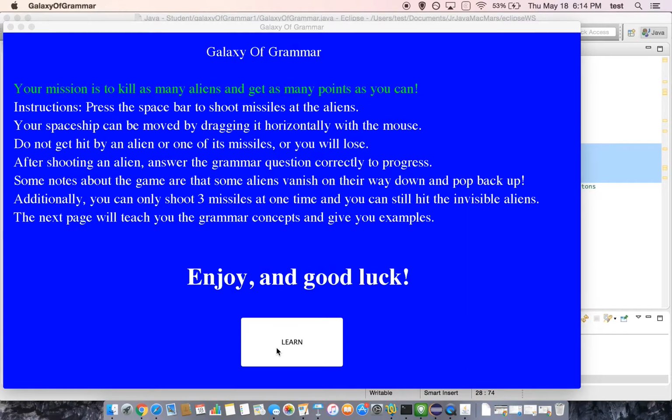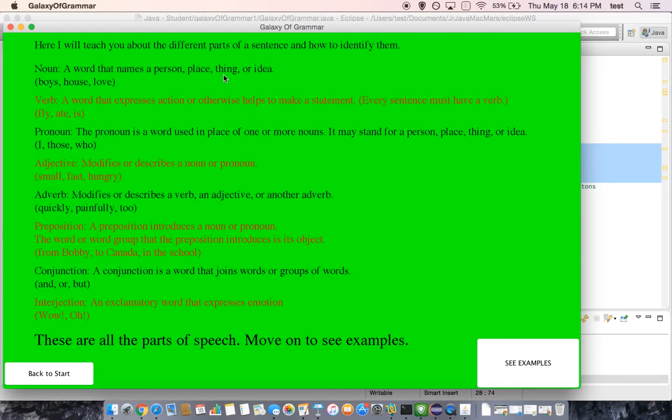So if you move on, there's my learn panel here, which gives them the different parts of speech, noun, verb, etc. And here my mentor helped me by telling me to alter the color of the font so that it would be easier for the user to read and a little bit more appealing to the eye. So that's one thing I changed. I thought it was a very good suggestion.